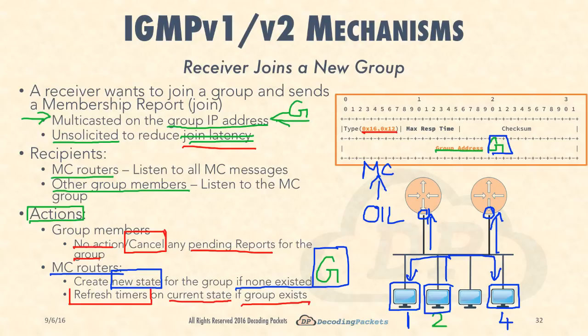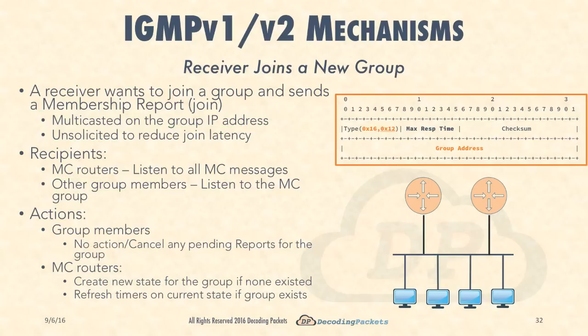But there is a timer that you expire for each state. This particular action essentially just refreshes that timer. And that is all there is for a brand new member joining a group. This is an unsolicited join that is sent up to the routers and also to all of the other receivers on that particular subnet.